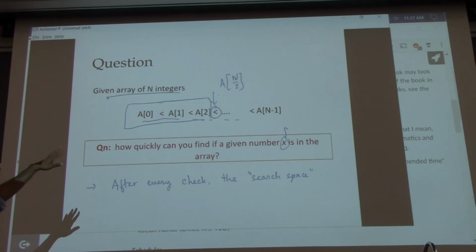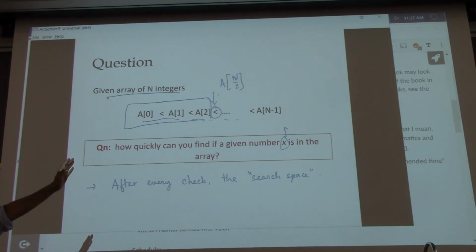So if I've looked at the middle element and found that it is bigger than x, then I have eliminated half of the search space. Right? Initially I don't know where x is, it could be anywhere in the array. Now I've restricted to just the first half. And that's basically that. So every time you halve the size of the search space.